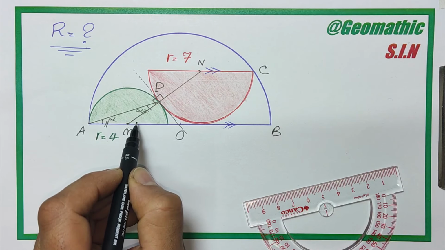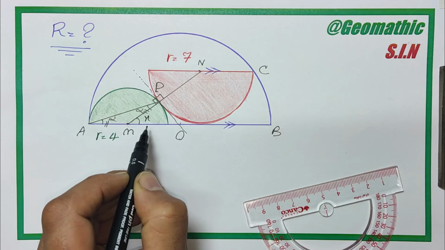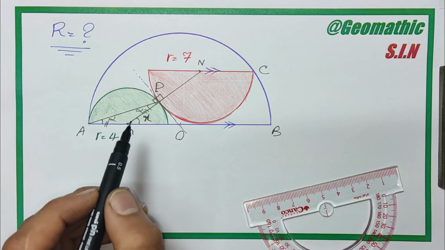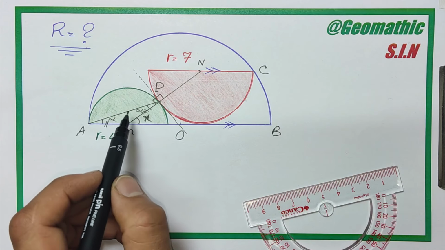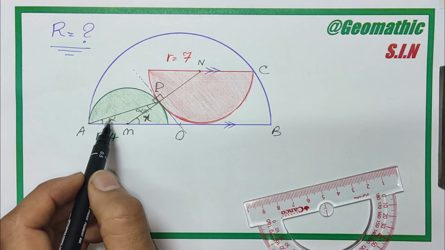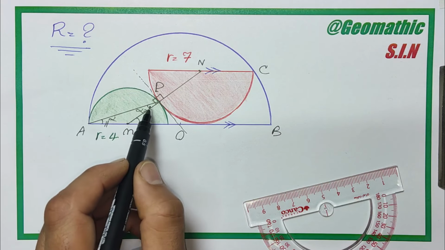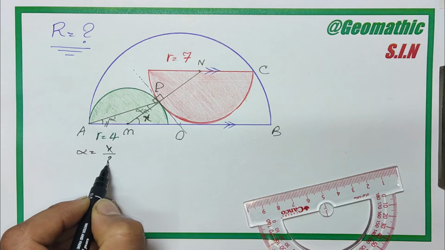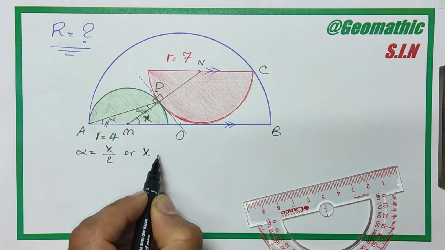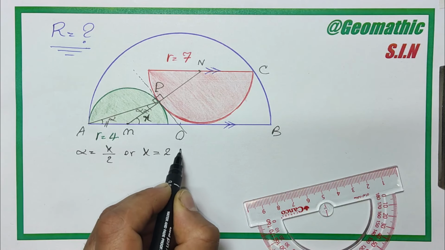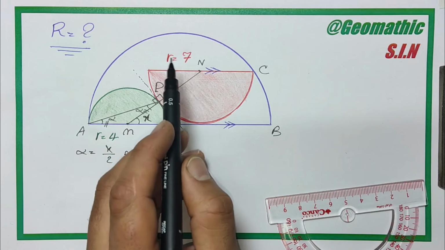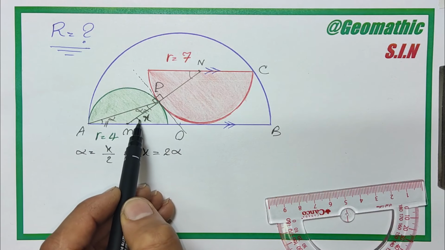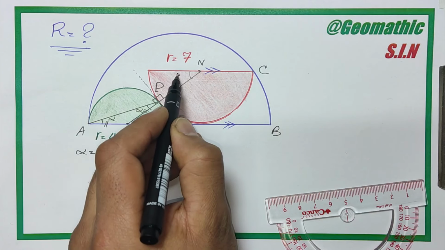And now if I name this angle as X, then alpha is equal to X over 2. Why? Because the exterior angle is equal to the sum of the opposite interior angles. And we know in an isosceles triangle, base angles are equal. So alpha equals X over 2, or X equals 2 times alpha. Then a straight line cuts two parallel lines. Corresponding angles are equal. So if this angle is X, this angle is also X.